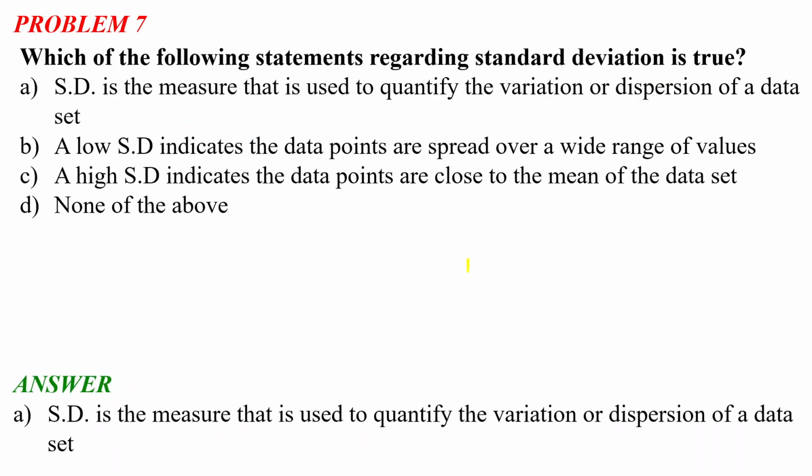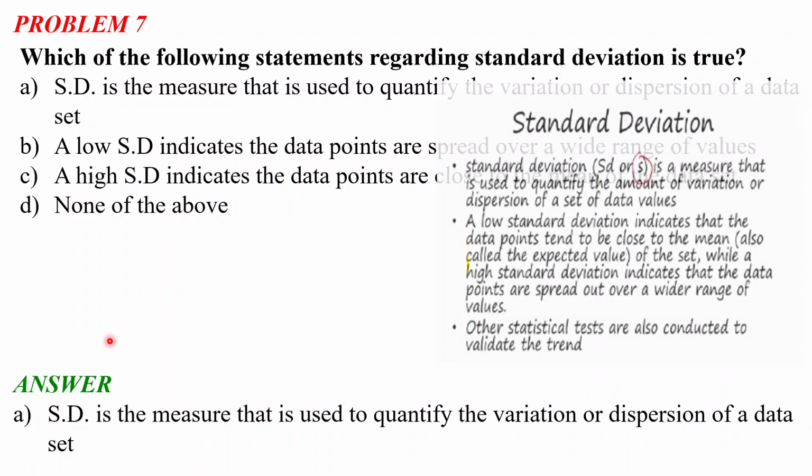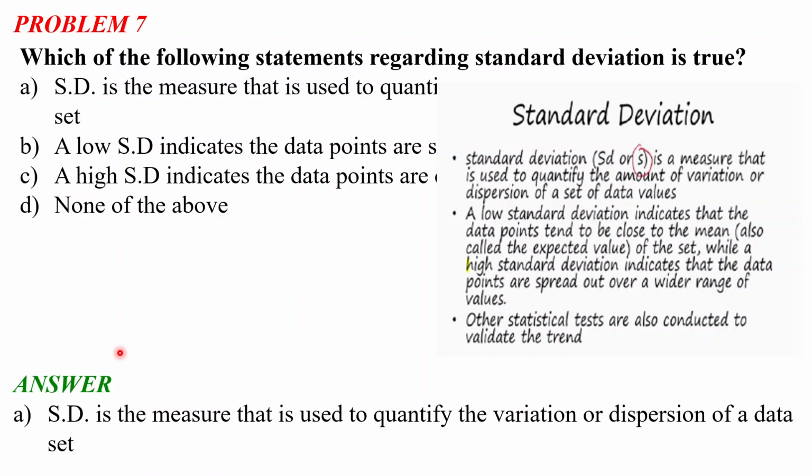So the correct answer will be number A. Standard deviation is a measure that is used to quantify the variation or dispersion of the data set. This statement is true. Okay. So, the standard deviation, or SD, or S, is a measure that is used to quantify the amount of variation or dispersion of a data set's values.